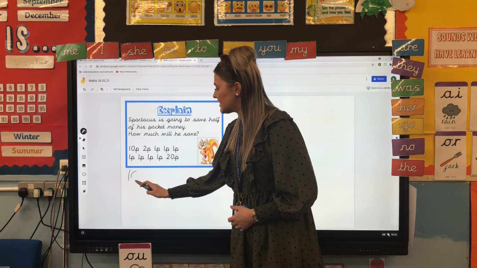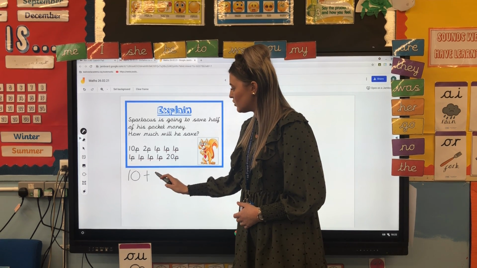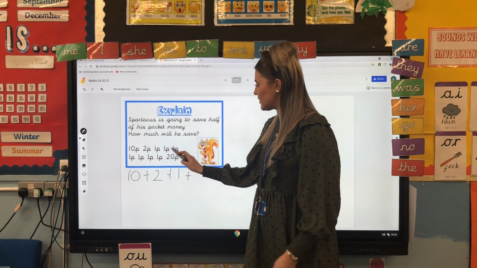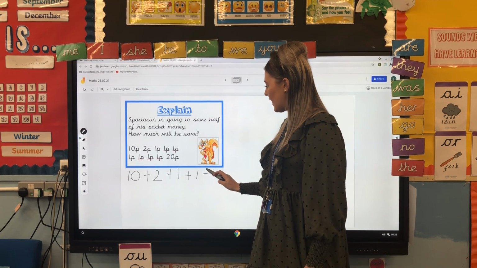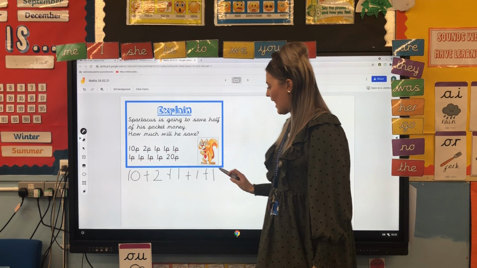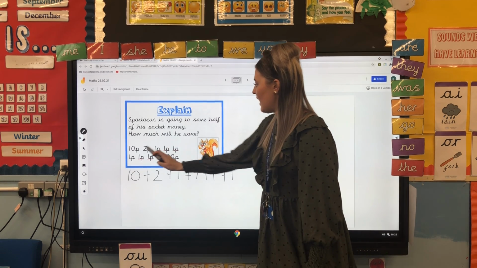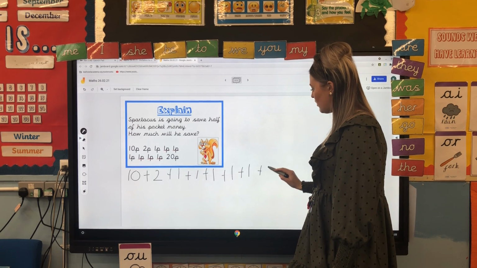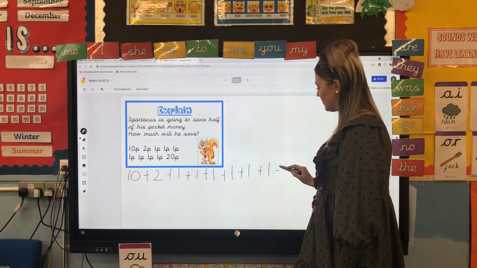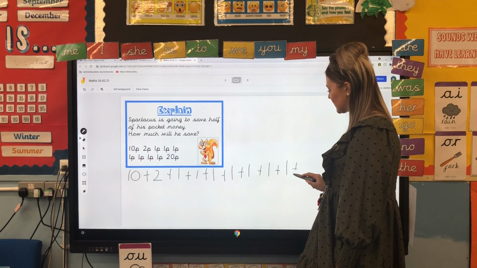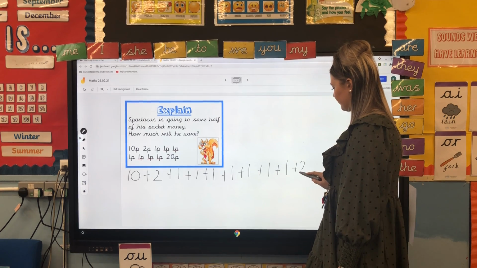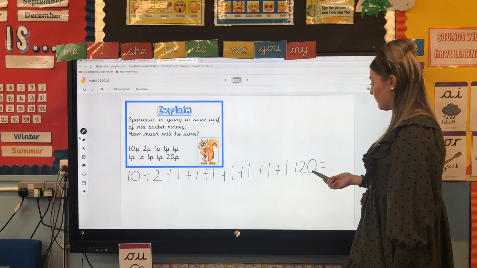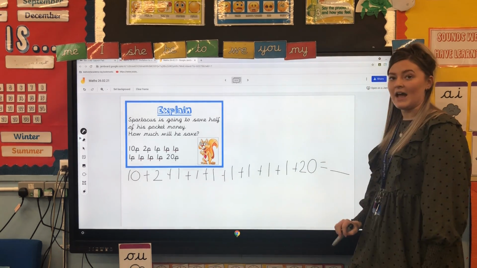So he has 10, add 2, add 1, add 1, add 1, add another 1, add another 1, add another 1, add another 1, and lastly, add 20 equals. So you need to add up all of Spartacus's pocket money and then tell me the answer.